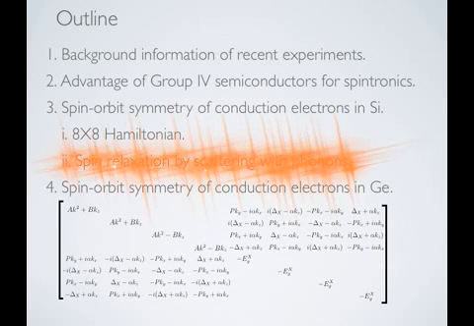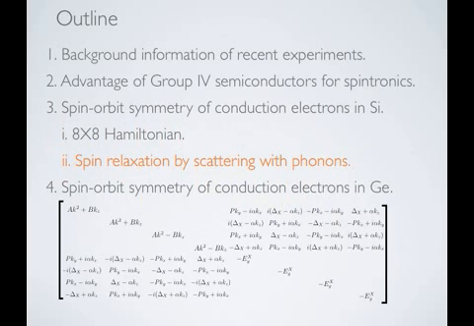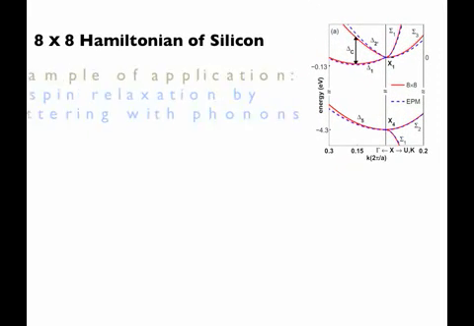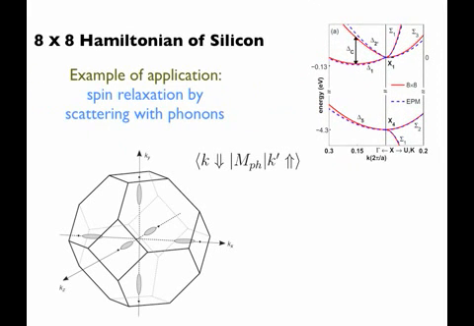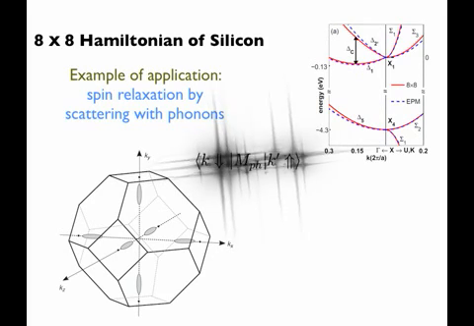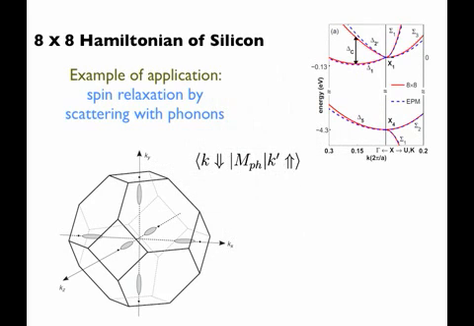So after introducing our model of 8 by 8 Hamiltonian, I'll show an example of using this model to study spin relaxation by scattering with phonons. So in this Elliott-Yafet process, the transition described by this matrix element is from a state at K prime through electron-phonon interaction to a state at K with opposite spin.